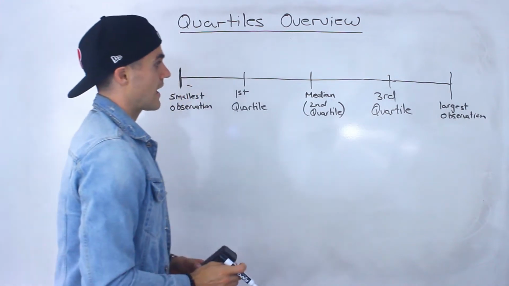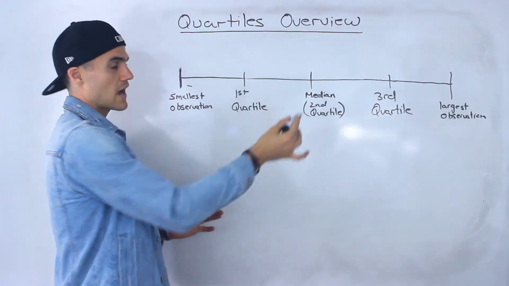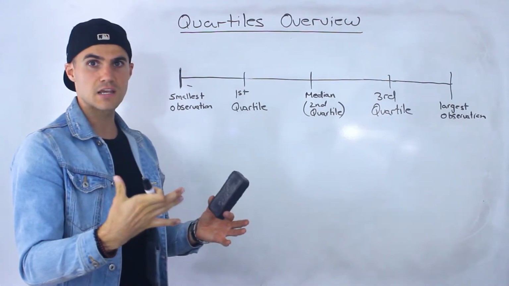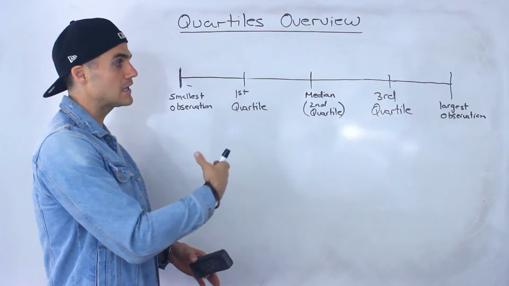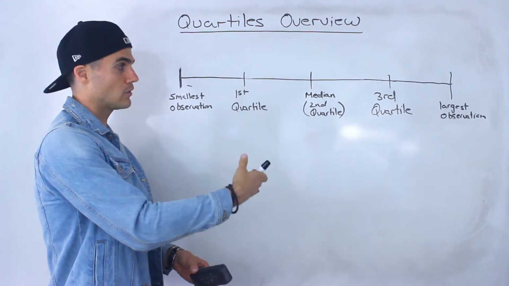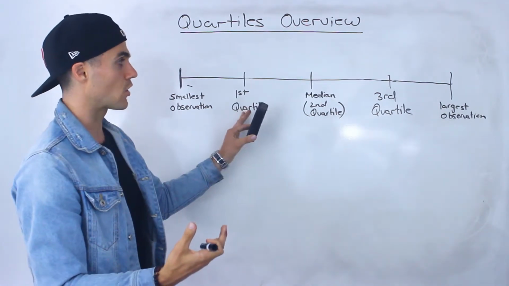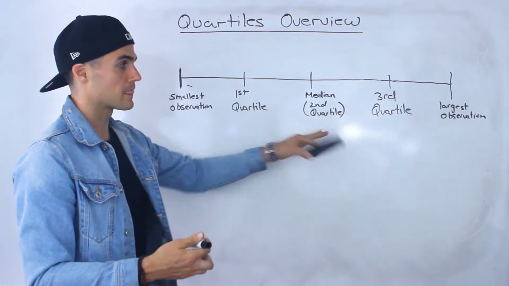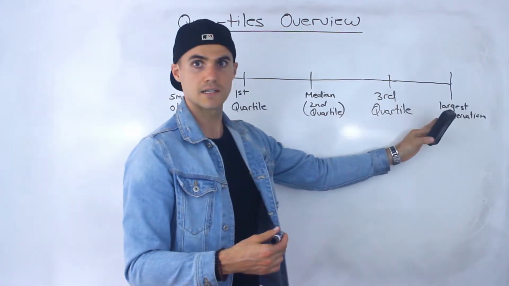Also notice that because these quartiles are based on medians, if you remember when we talked about central tendency, we said that the median is more resistant to outliers than the mean. And because these quartiles are based on medians, they're going to be more resistant to outliers.